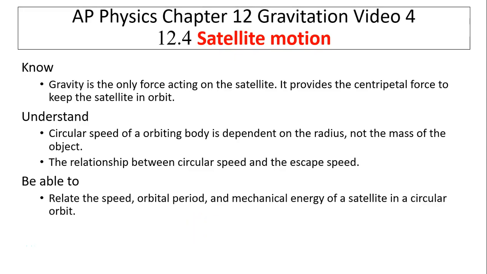This is AP Physics Chapter 12, Gravitation Video 4. Today's topic is satellite motion. The objectives are: know that gravity is the only force acting on the satellite, and it provides the centripetal force to keep the satellite in orbit. Understand that the circular speed of an orbiting body is dependent on the radius, not the mass of the object. To understand the relationship between circular speed and escape speed, and to be able to relate the speed, orbital period, and the mechanical energy of a satellite in a circular orbit.